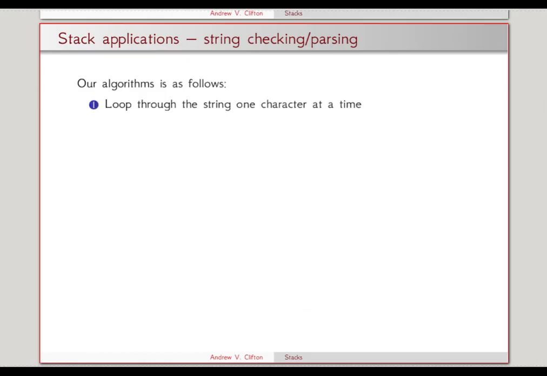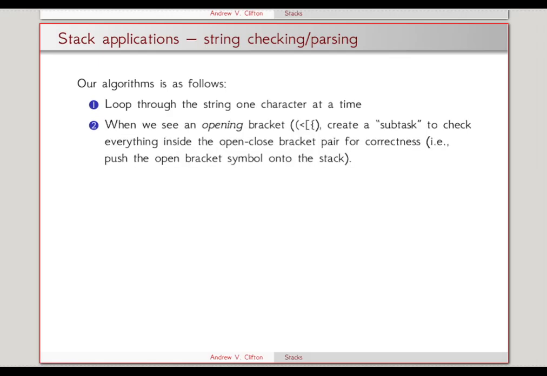So the algorithm to check if the string has the brackets correctly nested is we're just going to loop through the string one character at a time from beginning to end. If we see an open bracket symbol, so any of the open bracket symbols from this list right here, we're going to create a subtask to check if everything inside it is okay. Right? So we're like, all right, I need to check all the stuff inside of this.